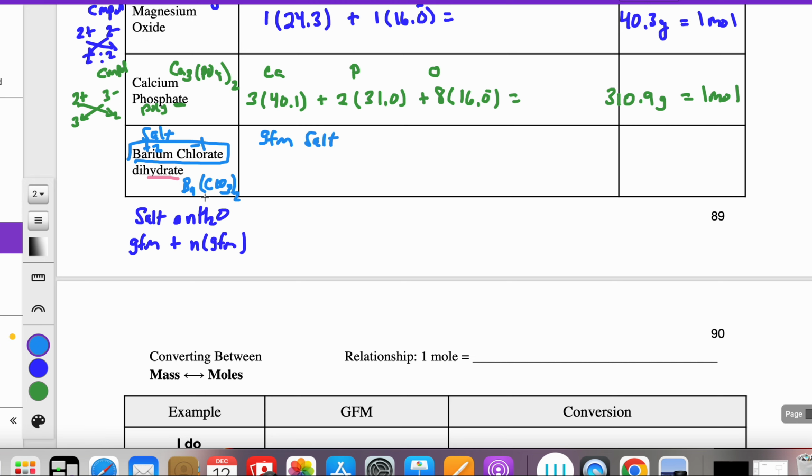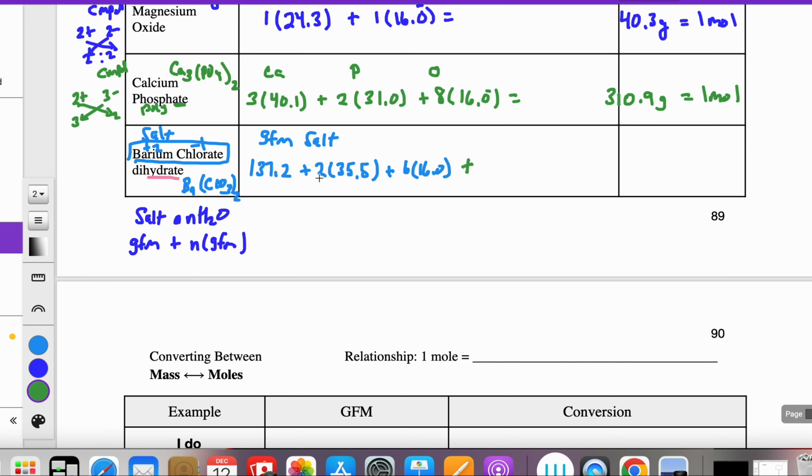So the GFM salt, I have 1 barium, and it contributes 137.2 grams. Plus, now inside I have 1 chlorine inside the parentheses, a 2 outside, so that means that there's a total of 2 chlorines, and each chlorine contributes a mass of 35.5. And now I move on to the last element in the salt, which is oxygen. There are 3 inside the parentheses, and there's a 2 outside, so 3 times 2 means there's a total of 6 oxygens, and each one a 16.0. Now we're going to keep adding here.